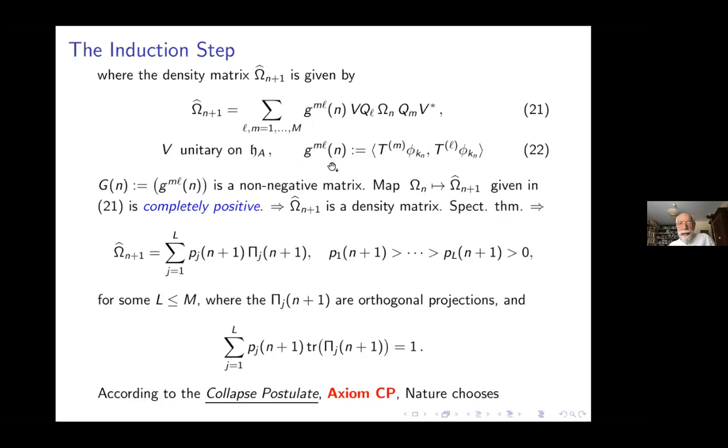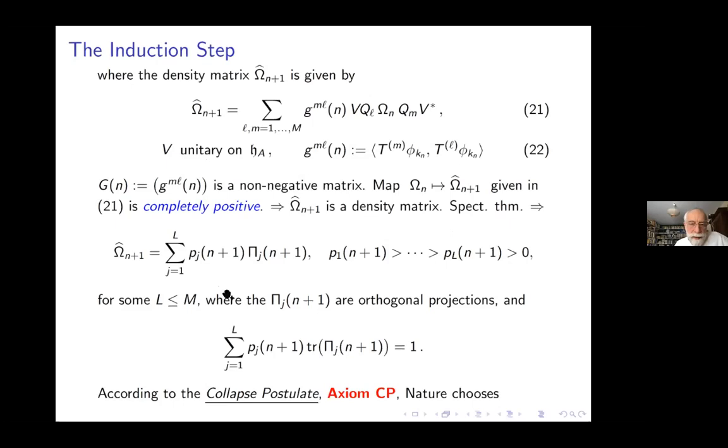Looks a little like a metric. It turns out the map from ω_n to ω̂_{n+1} is completely positive. So that, of course, immediately implies that ω̂_{n+1} is again a density matrix. It's easy to check that the trace of ω̂_{n+1} is equal to 1. It's the same as the trace of ω_n. So you can apply the spectral theorem.